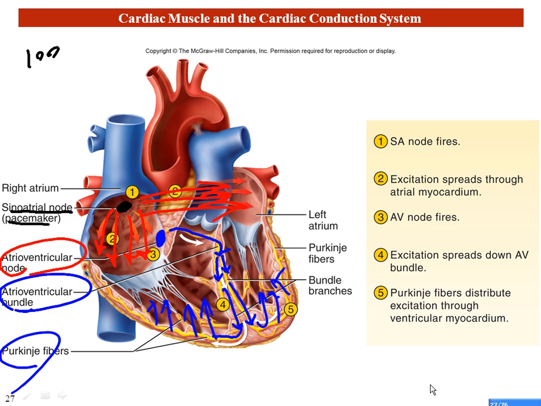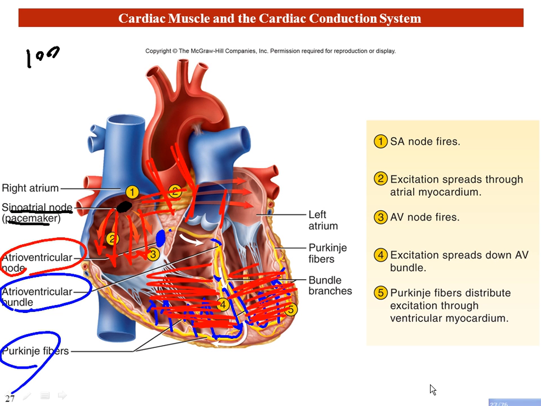One important note here is that this impulse goes to the apex first. The reason for that is, if you remember, the pulmonary trunk is found here, and the aorta is found here. So when the ventricles contract, they have to move blood in a superior direction. By taking this impulse to the apex first, these cells start to contract first, and then the cells above follow. This essentially forms a wave of contraction that forces blood in a superior direction.